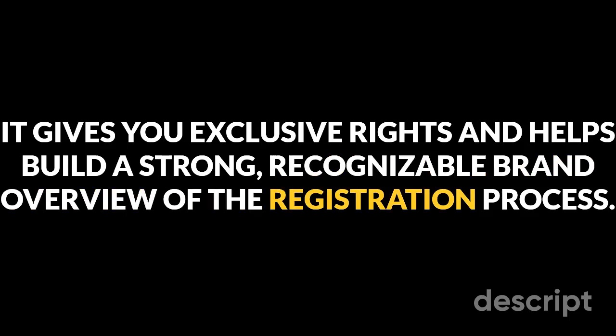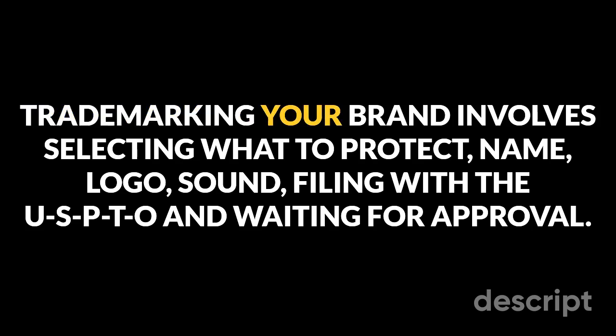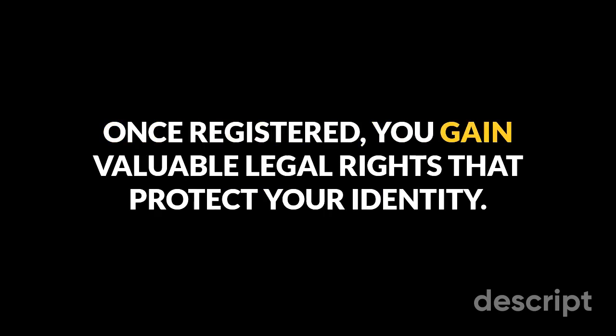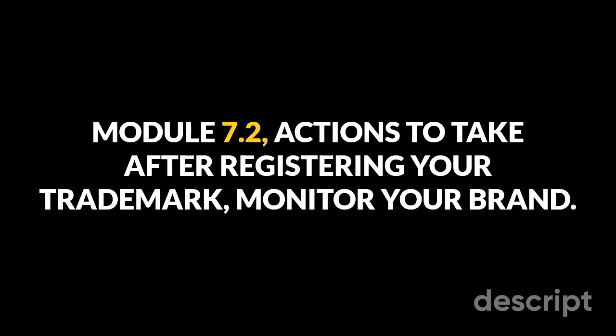Overview of the registration process. Trademarking your brand involves selecting what to protect: name, logo, sound, filing with the USPTO, and waiting for approval. Once registered, you gain valuable legal rights that protect your identity. Module 7.2 Actions to take after registering your trademark.